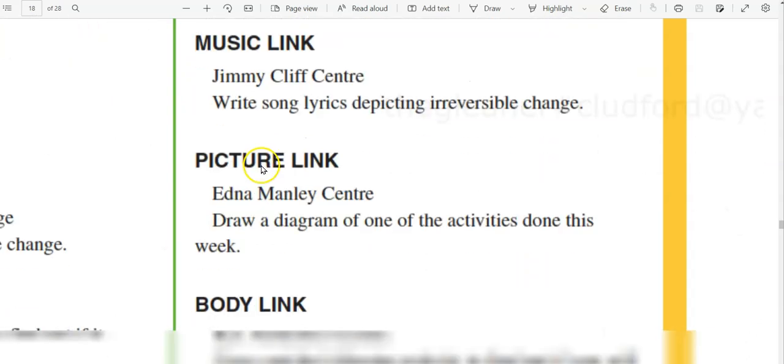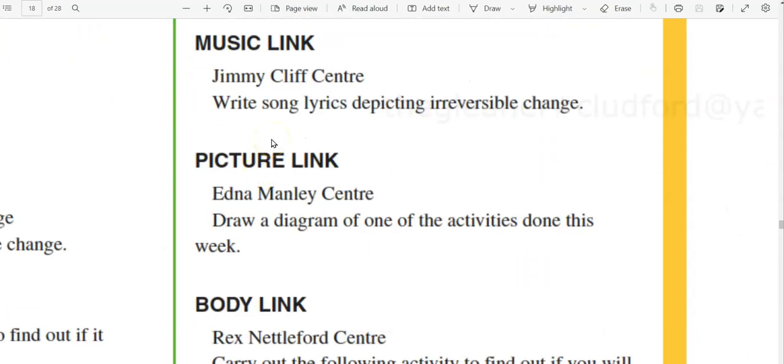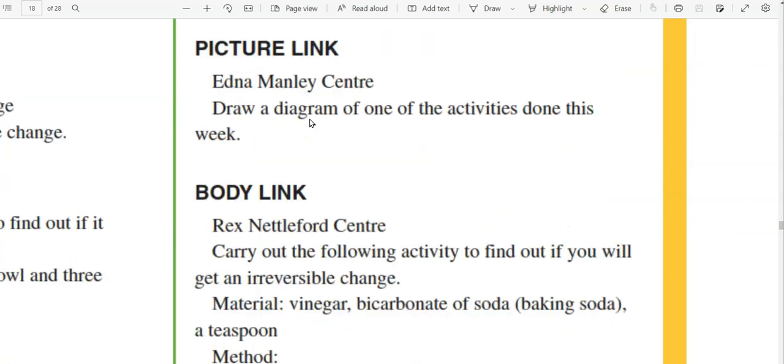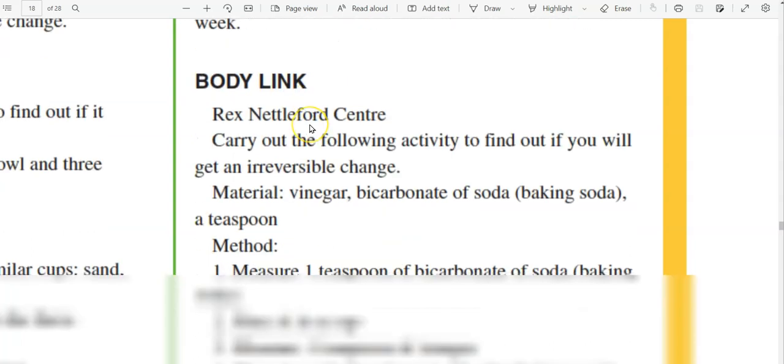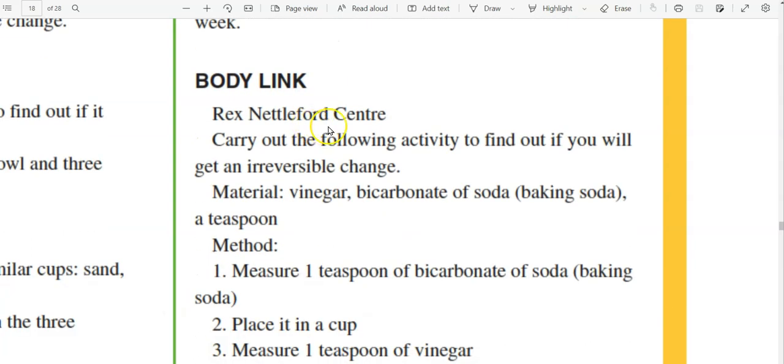Music Link at the Jimmy Cliff Center. Write song lyrics depicting irreversible change. Picture Link at the Edna Manley Center. Draw a diagram of one of the activities done in this week's lesson. Body Link at the Rex Nettleford Center.